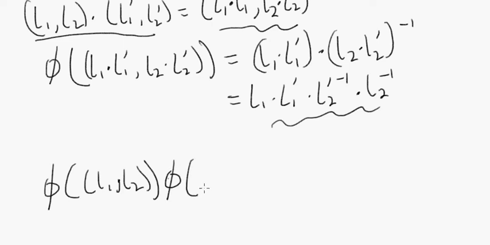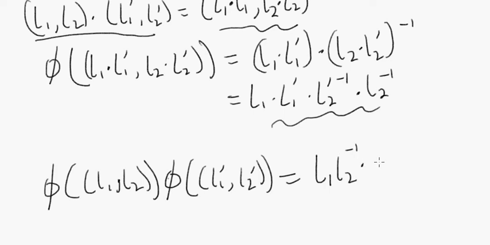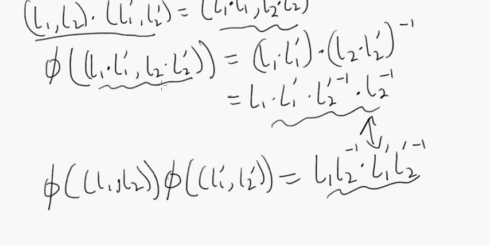Are we saying that this, times phi of L1' L2', all of this actually equals L1 L2 inverse times L1' L2' inverse? Okay, well, are these things the same? Is phi of L1 L1' times L2' the same as phi of L1 L2 times phi of L1' L2'? Do they look the same to you?